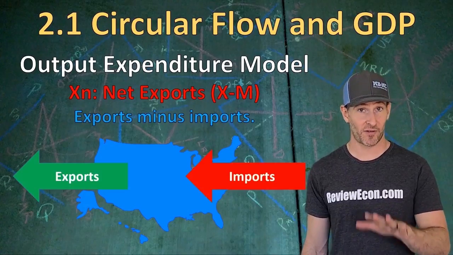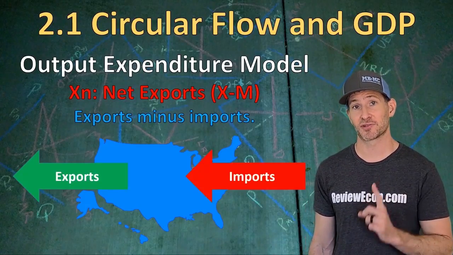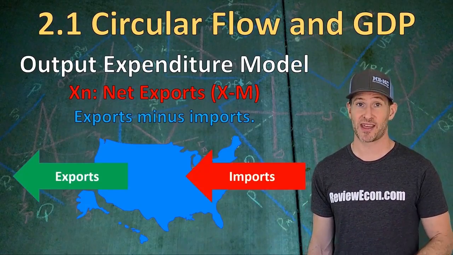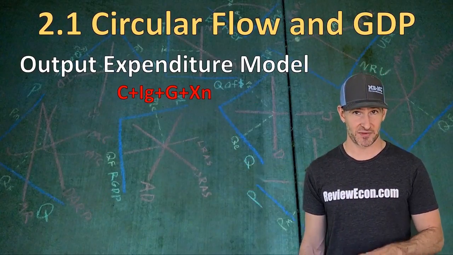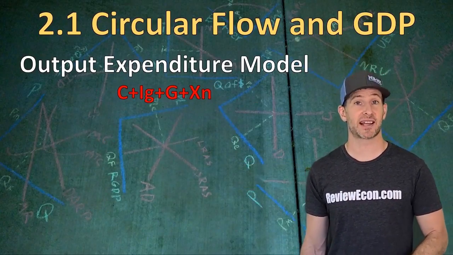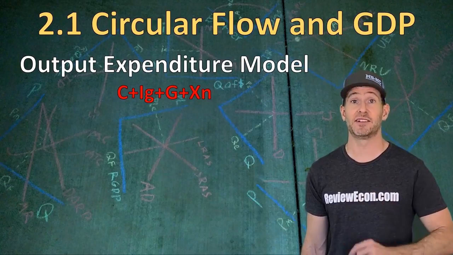Those are the things that foreign countries buy from us and subtract the things that we buy from them. Make sure you keep this formula in mind as you move throughout this class. It shows up on exams over and over and over, even in future units.